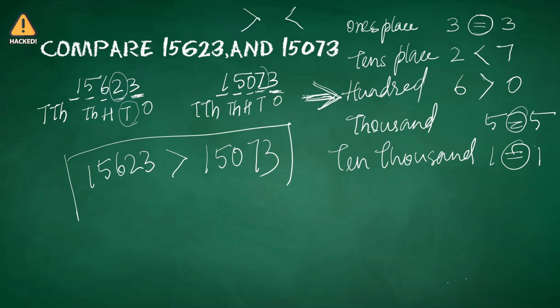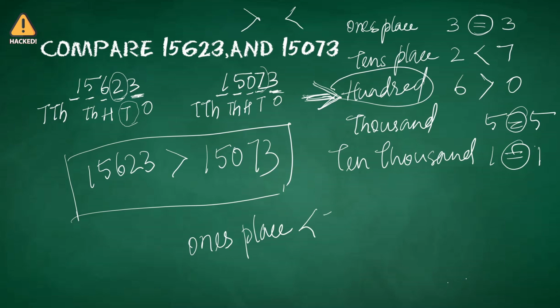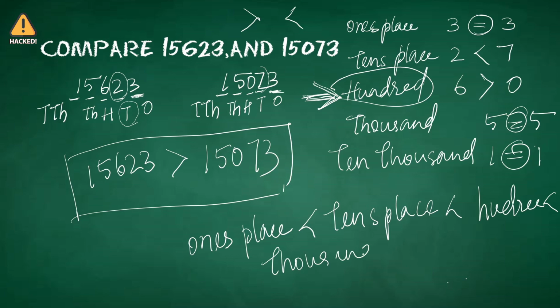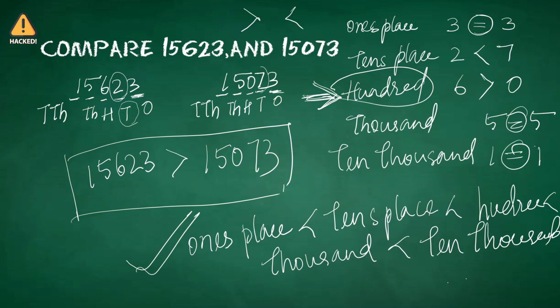If you ask me why I have compared these numbers with regard to the hundreds place, it is much clear. We know that the ones place is lesser than the tens place, and the tens place is lesser than the hundreds place, and the hundreds place is lesser than the thousands, and the thousands is lesser than the 10,000s. We are just going with regard to the placement order, and I am following this order.